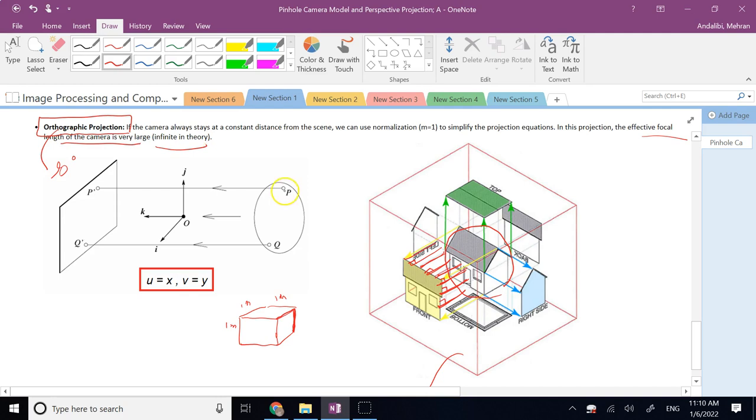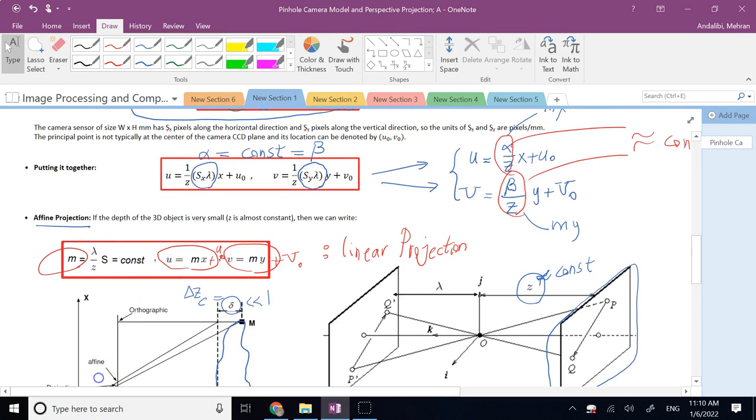And what's the good thing about it? The good thing is if you have a line like PQ, and you project it in a parallel manner using parallel rays onto the image plane, and you get P prime, Q prime, then the size of P prime Q prime is always the same as PQ. Okay, so U can be simply equal to X, and V can simply be equal to Y, or a multiple of that, right? So in this case, you can say my magnification factor, this parameter M that we introduced here, is equal to 1.